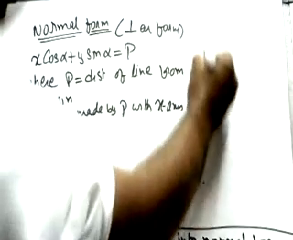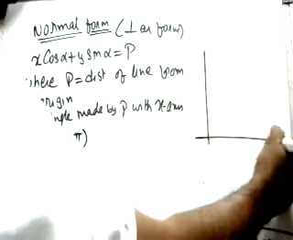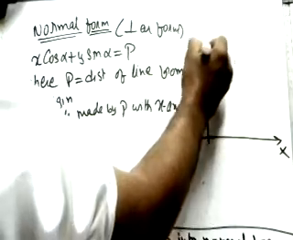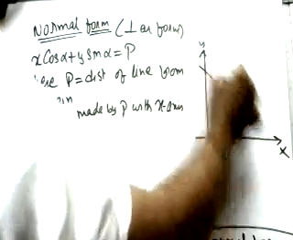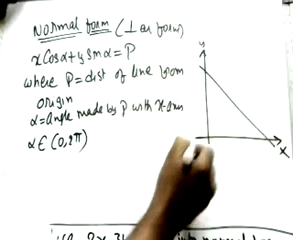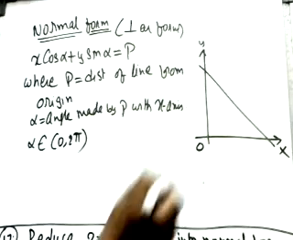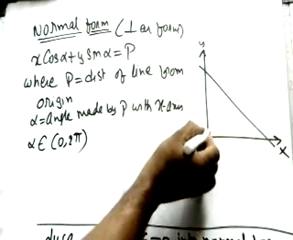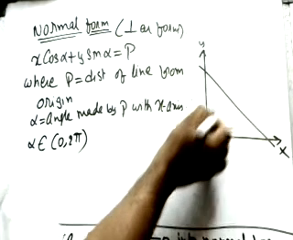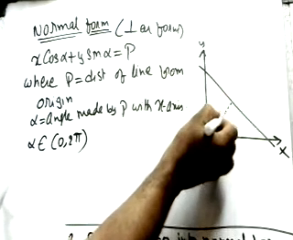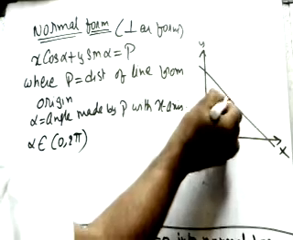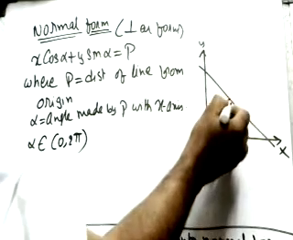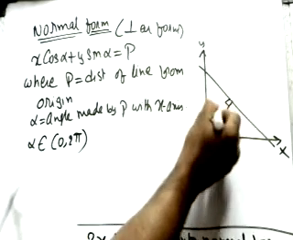Now let me have the next concept here, normal form. What is normal form or perpendicular form? Watch carefully. Suppose this is the x-axis, this is the y-axis. Suppose a line is passing like this, and this is the origin. Now if we take the perpendicular distance from the origin to the line, suppose this is the line. This is the perpendicular from the origin to the line.